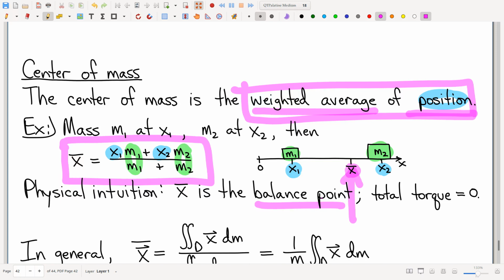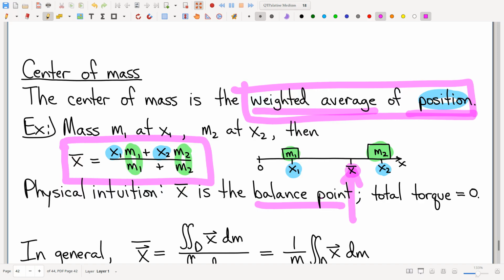That's the point where you would put your finger if you wanted it to balance on the tip of your finger, kind of. I'm going to drop an expensive stylus here if I'm not careful. There you go. Right? Balance point. Now, why does something balance? It balances because the torques offset each other.